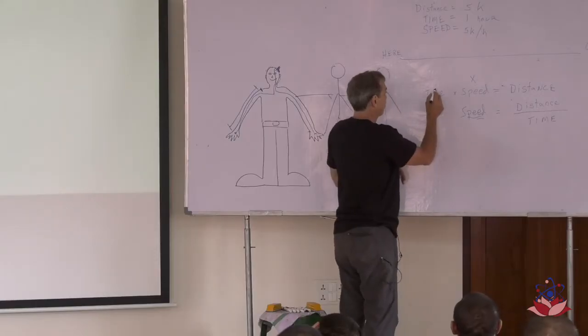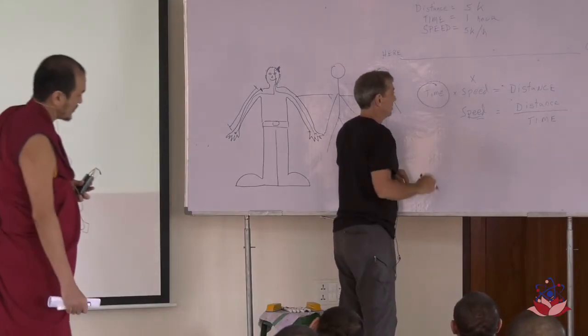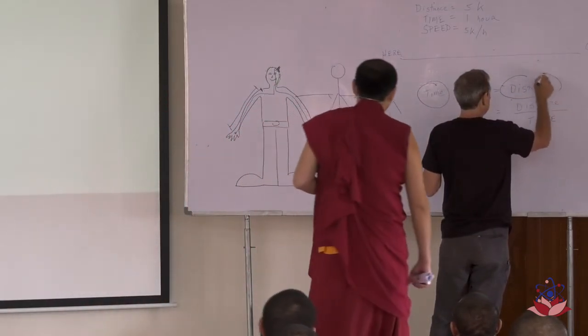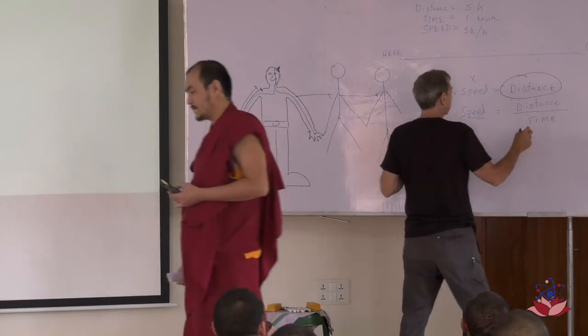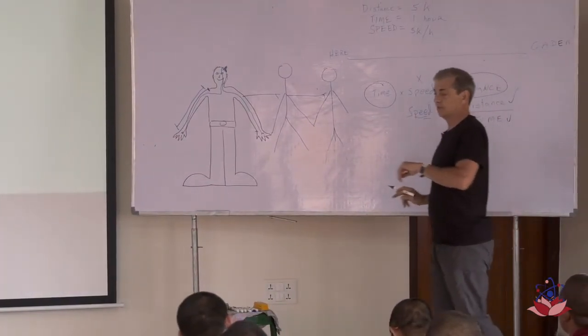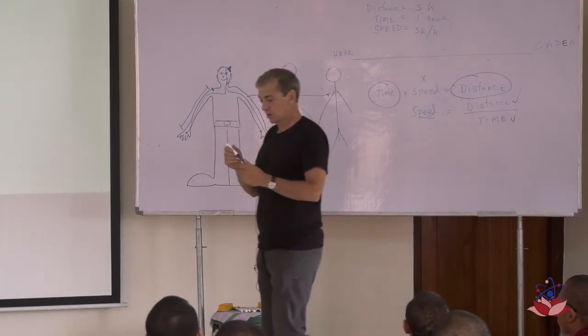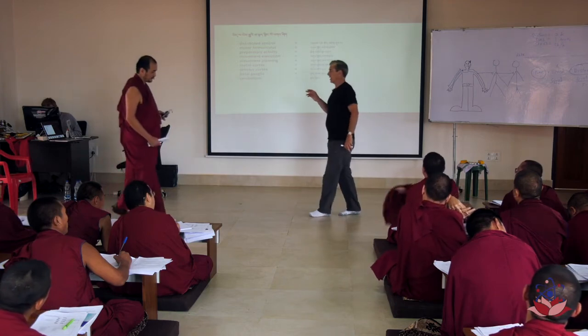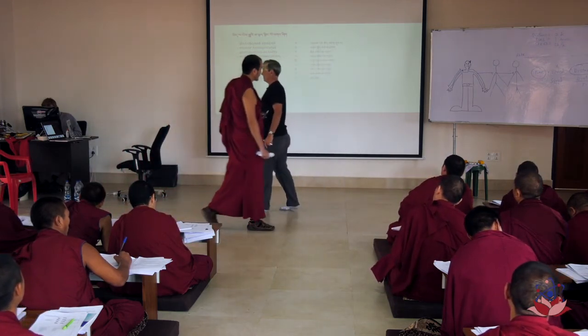So we will have a time. If we add up everyone's arm length, we'll have a distance. And so we'll calculate the speed. Okay? So we'll do that.